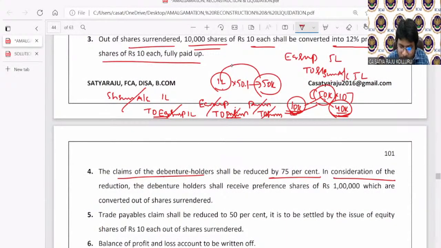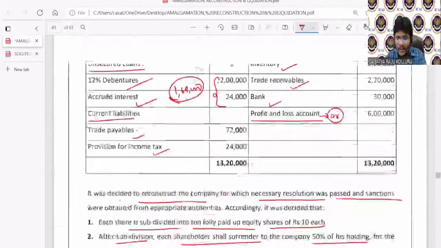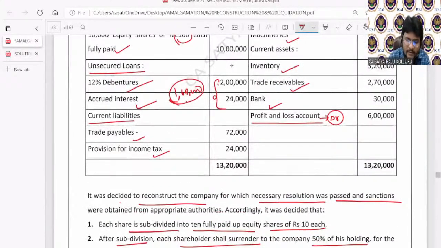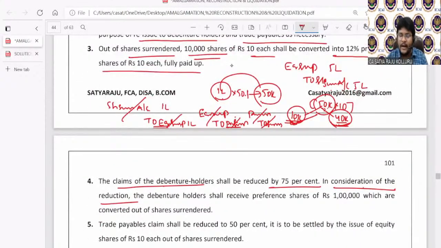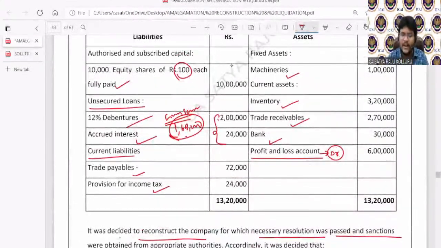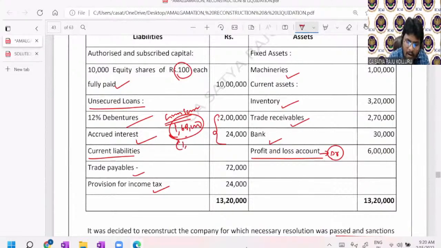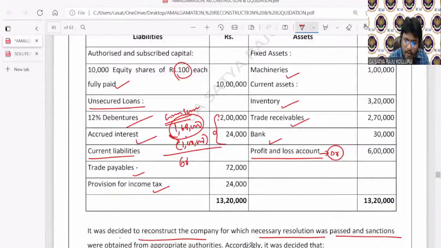In consideration of the reduction. Oh my God, this is not a real sacrifice, guys. This is telling which is a gross sacrifice. Why? Because as a result of foregoing this 1,68,000, in consideration of such reduction, debenture holders shall receive preference shares of 1 lakh which are converted out of shares surrendered. I mean to say, out of this 1,68,000, they're expecting 1 lakh. That's why the real sacrifice is only 68,000.